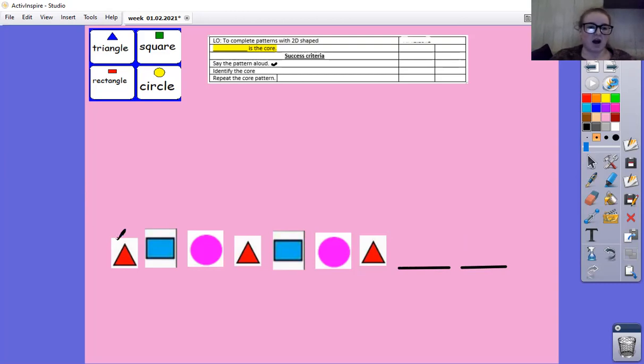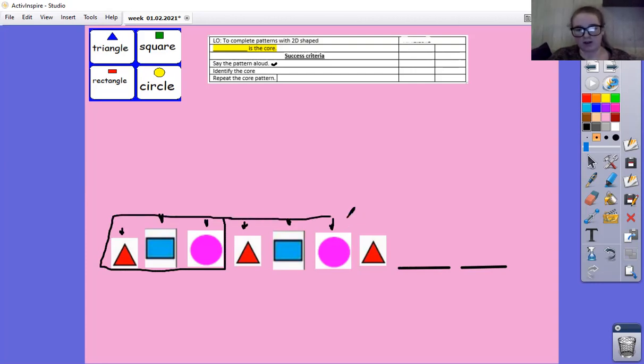Well, I can see I have a red triangle here, and then I've also got a red triangle here. Oh, so this could be the start of my core and the start of repetition. But let's just check. After my red triangle, I've got a blue square. After this red triangle, do I have a blue square? I have a blue square. Yes. So far, they're starting to match. And after the blue square, I've got a pink circle. After this blue square, I have a pink circle. Fantastic. So I know that this is my core.